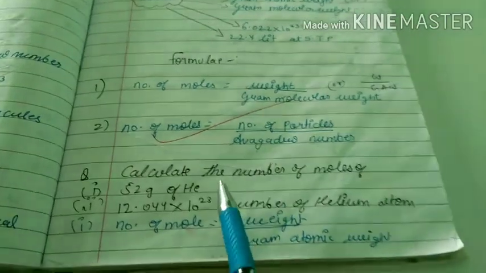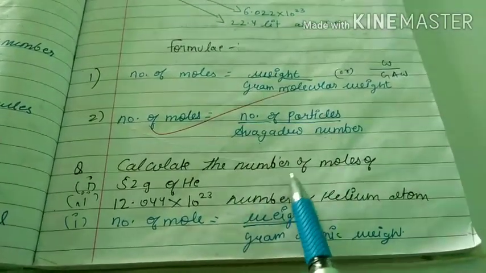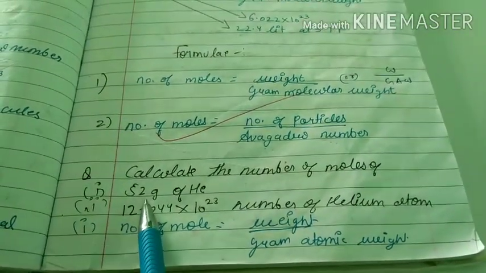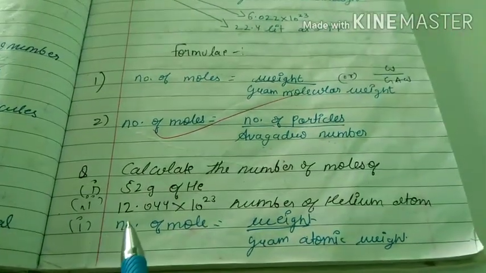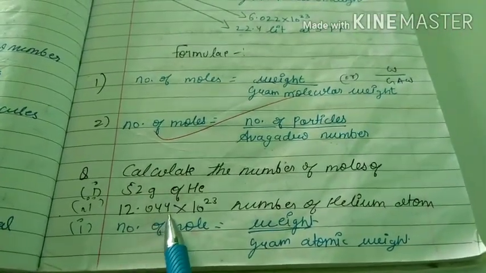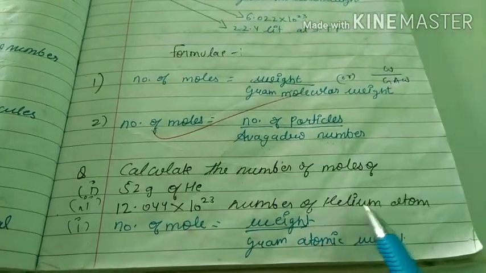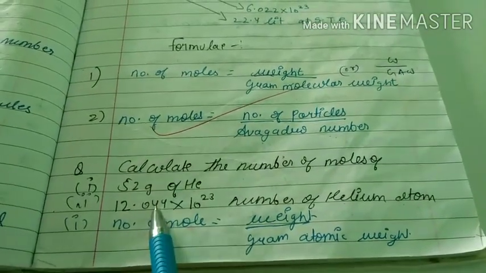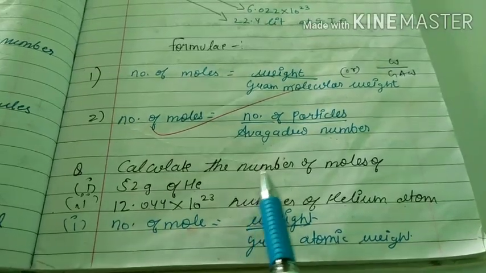See, this is the question. Calculate number of moles of the following. Two bits are given. The first one is 52 grams of helium. The second bit is 12.044 into 10 to the power of 23 helium atoms. That means in that question two bits are given, and for both bits we should find number of moles.